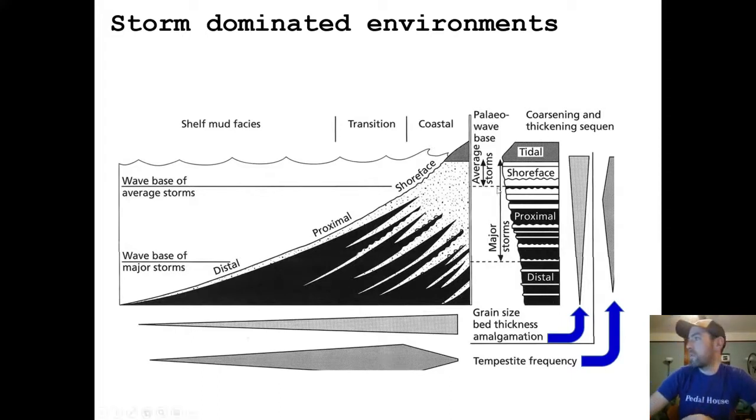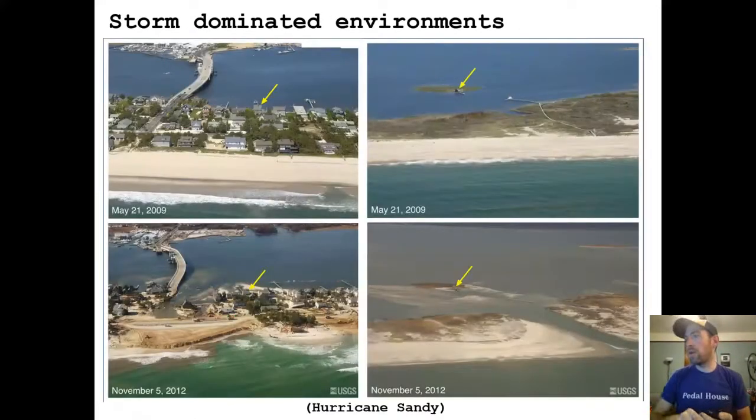And then as you go up more into the tidal or shore face conditions, if you get further inland, you might expect to see things like overwash deposits and so forth. Like, for example, here on this set of imagery following Hurricane Sandy, right? This yellow arrow in all of these images is the same location.